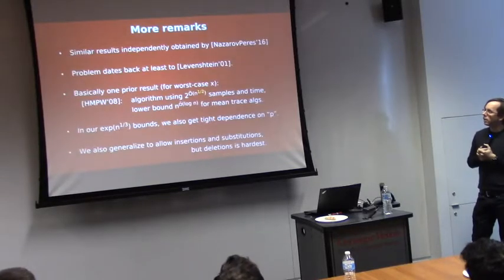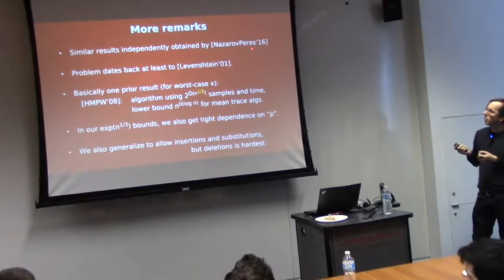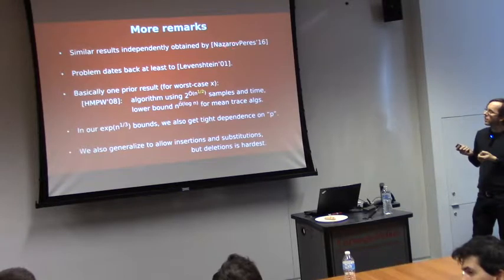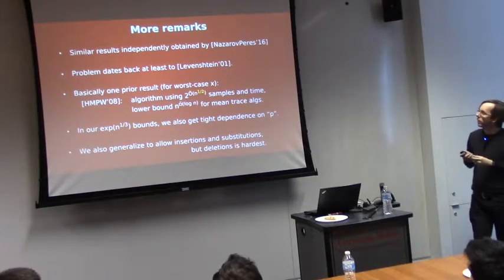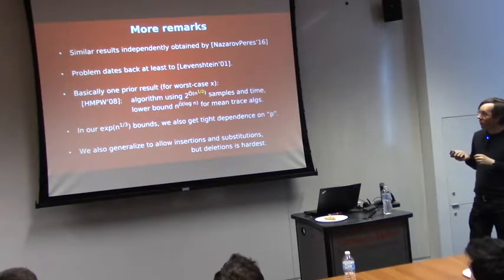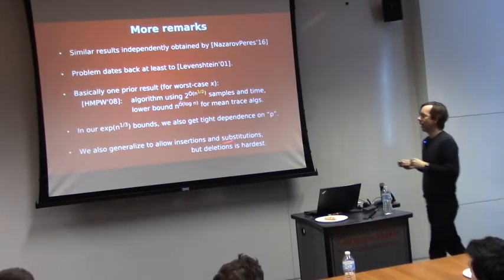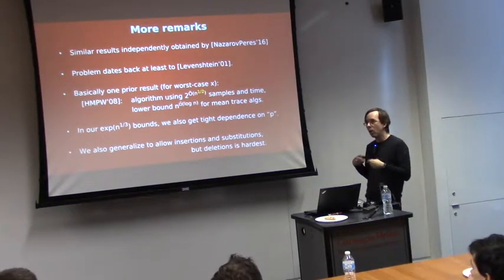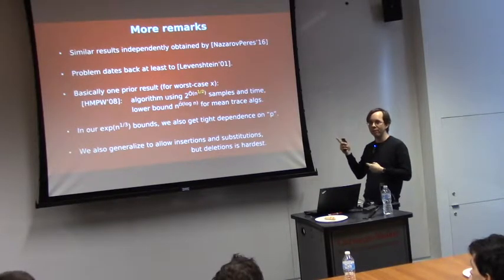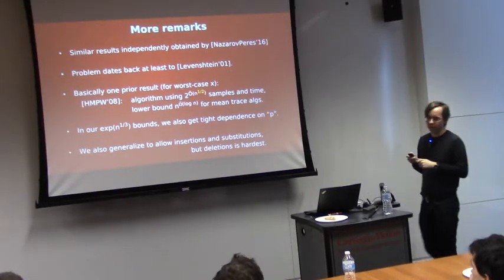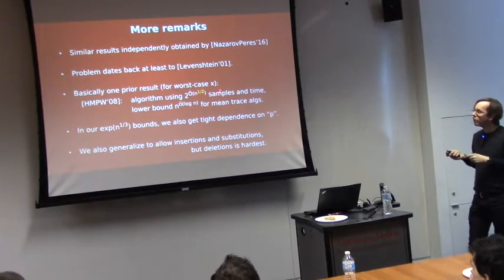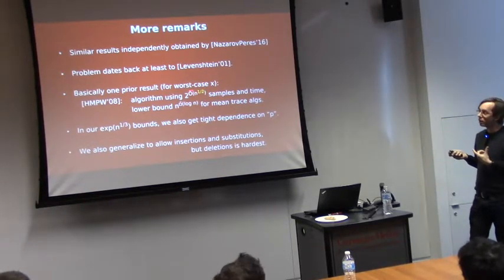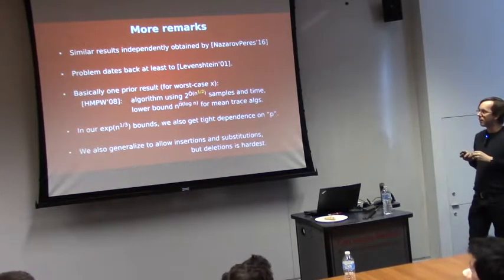Okay, here are some more remarks. Pretty much the same results were proved by Nazarov and Peres at the same time. It's been studied for 15 years. Prior to our work, there's basically one prior result, which got a 2 to the n to the 1/2 samples and time algorithm, and they proved an n to the log n lower bound on our style of result, this mean trace algorithm. So we got a mean trace based algorithm that got 2 to the n to the 1/3 and also proved the matching lower bounds.